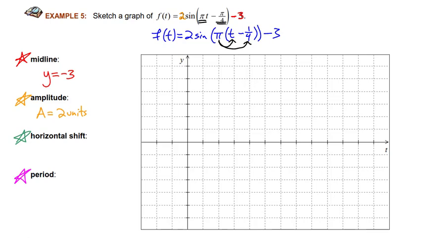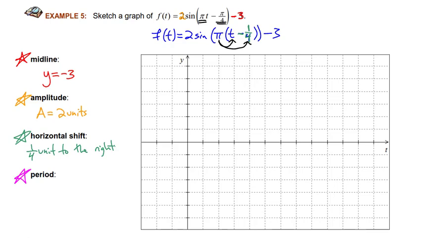But the advantage of this version of the function is that we can see what the horizontal shift is, namely that it's this number 1/4. And since there's a minus in front of it, that suggests that there's been a shift 1/4 unit to the right.